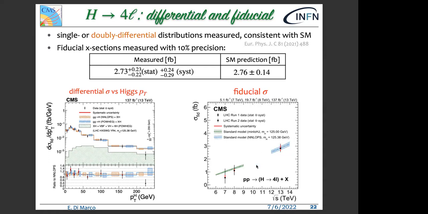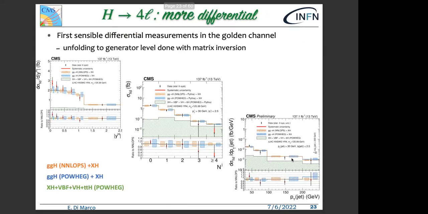Here you see a nice plot of the inclusive cross section, but done at different square root of s, so 7 TeV, 8 TeV, and 13 TeV. Now we have also a point here in Run 3, but I think it will not be very different. It will be inside this band. And also this can be done, as I said, in simple kinematic observables, not only the pT of the Higgs, but also its rapidity, or absolute value of the rapidity, number of jets, and the pT of the leading jet associated to the Higgs.